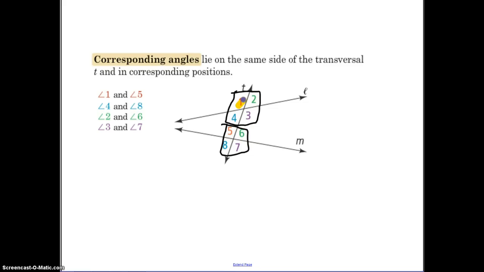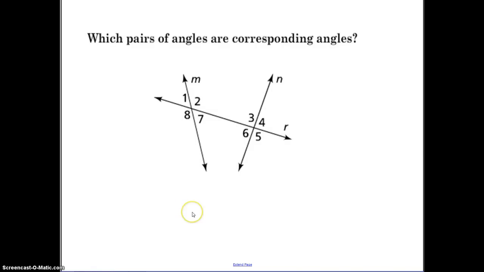So my top left angle is corresponding to my other top left angle, so 1 and 5. My top right angle is corresponding to my other top right angle, so 2 and 6. My bottom left angle is corresponding to my other bottom left angle, so 4 and 8. And my bottom right angle corresponds to my other bottom right angle, so we've got 3 and 7 as corresponding angles.